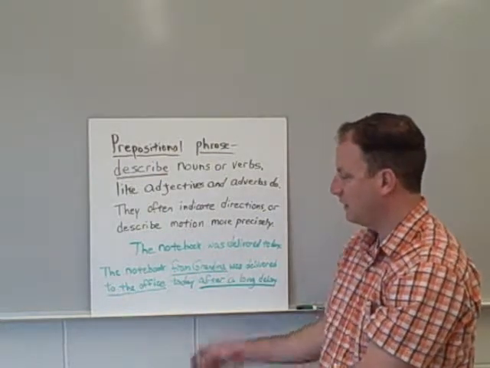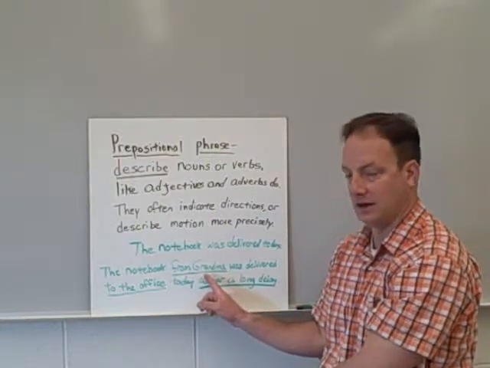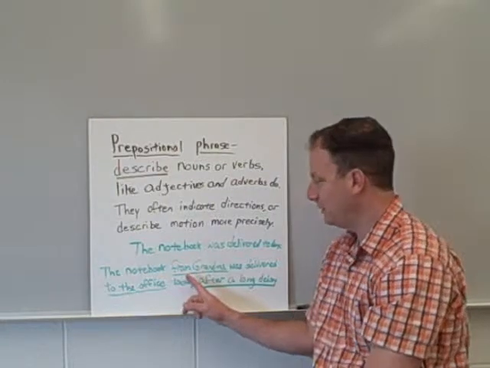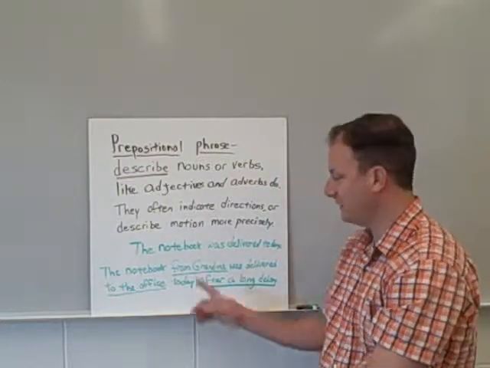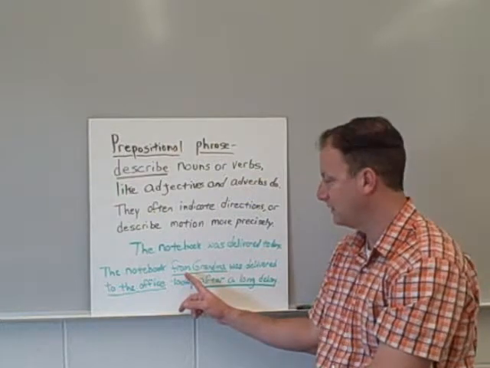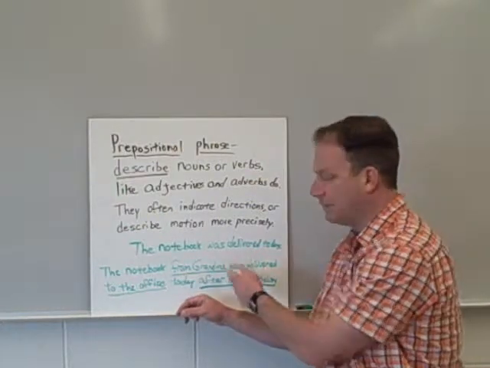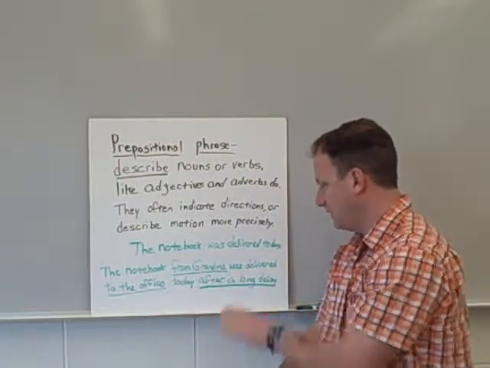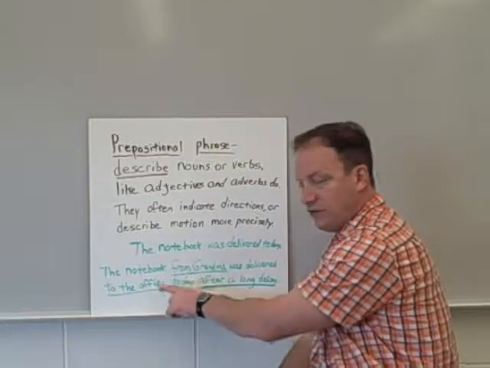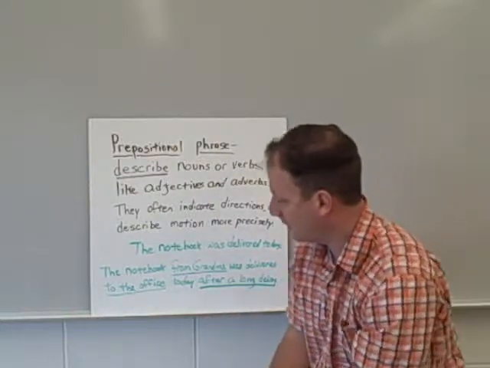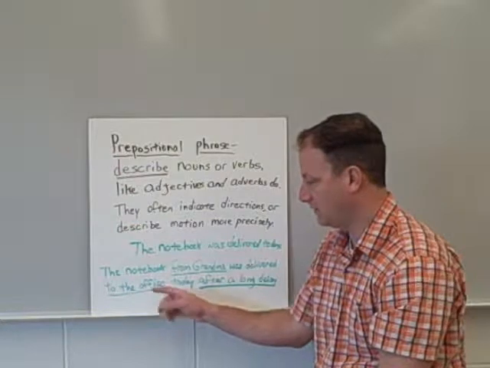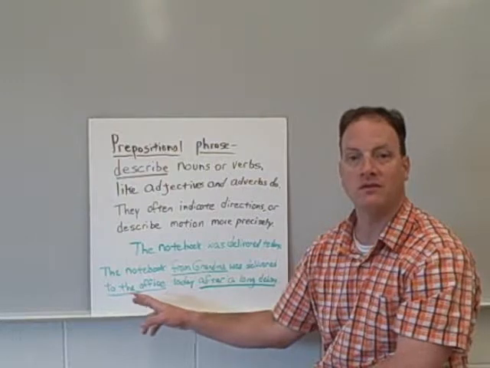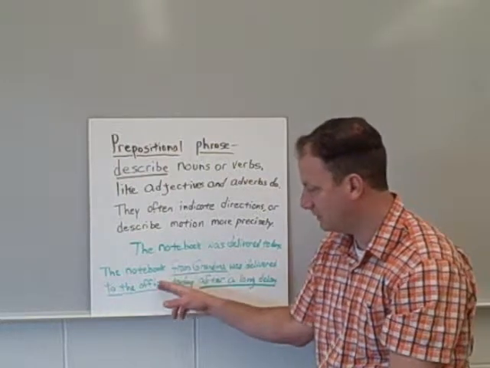So for example, I have underlined from Grandma. From is your preposition. Remember I showed you that list just a second ago. From is your preposition. Who is it from? Grandma. Grandma is a noun. So this is a prepositional phrase. Was delivered to the office. Where was it delivered to? The office. To is your preposition. Now you have to ask yourself, where was it delivered to? It was delivered to the office.